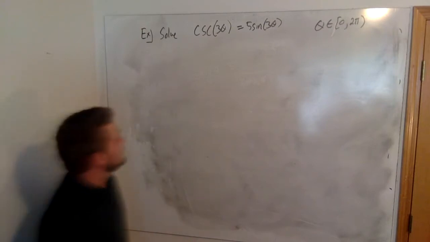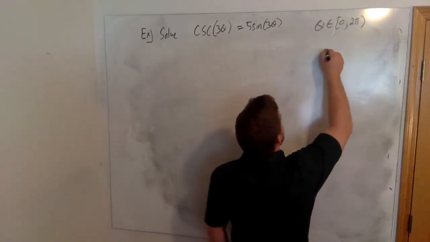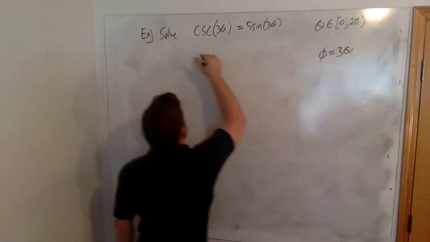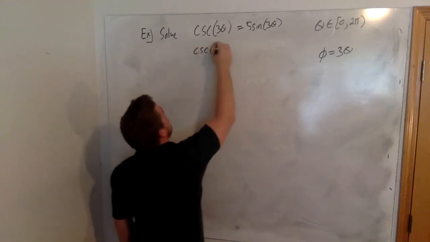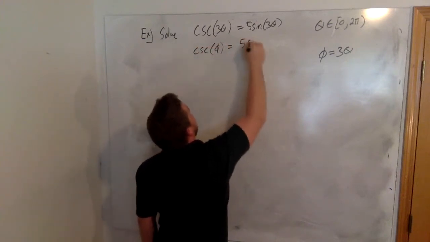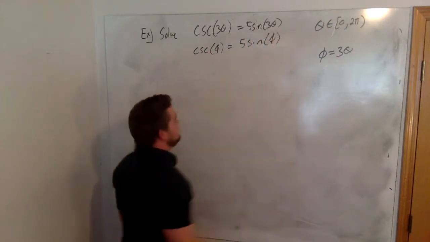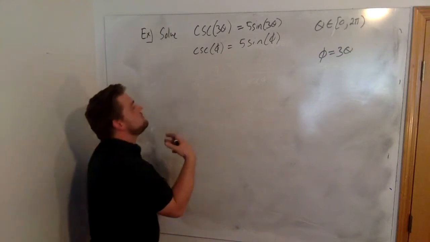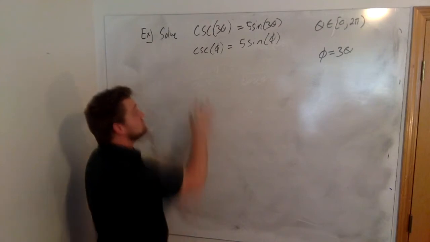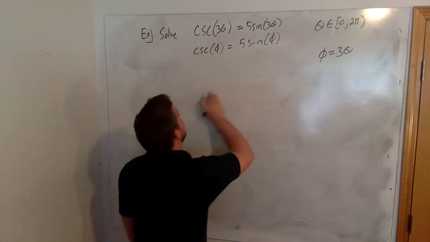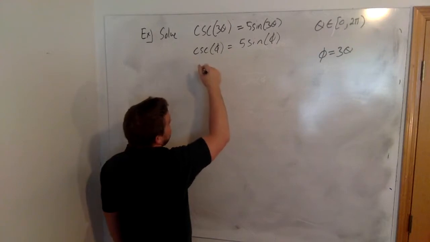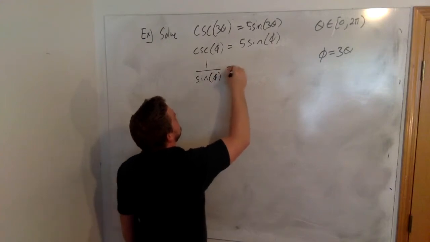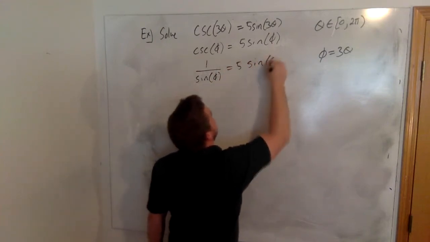Okay, let's do it. So you don't have to do this, but let's go ahead and make the substitution. Let's say 3 theta is equal to phi. So we have cosecant of phi is equal to 5 times the sine of phi. It'd be nice if we just had a single trig function here. So using the reciprocal identity on cosecant I think is going to work out nicely for us. So this is 1 over the sine of phi will be equal to 5 times the sine of phi.